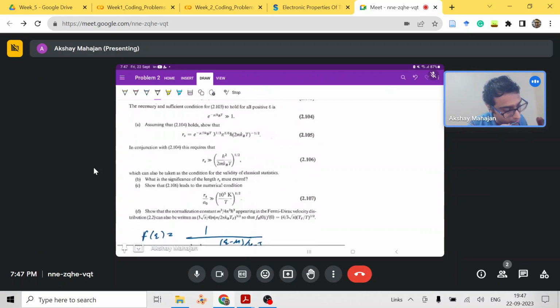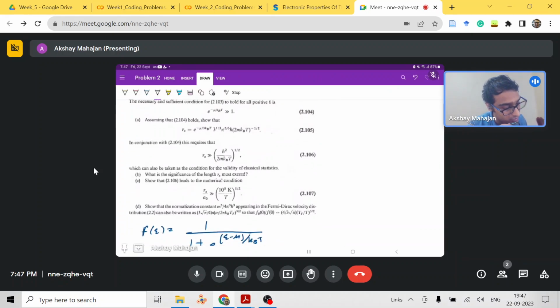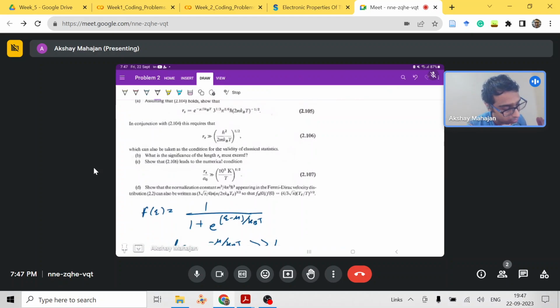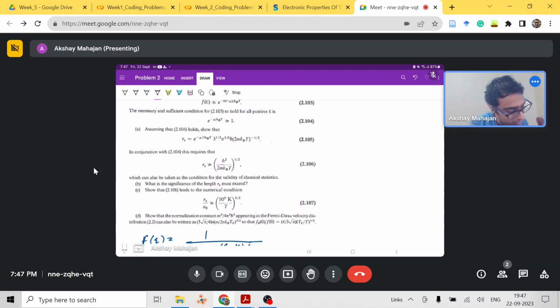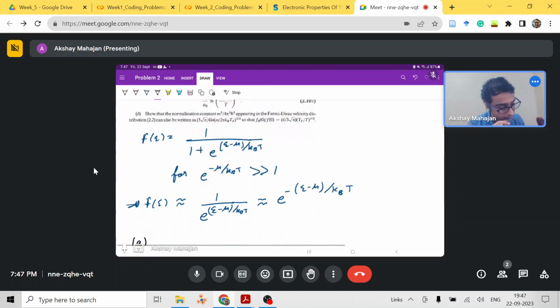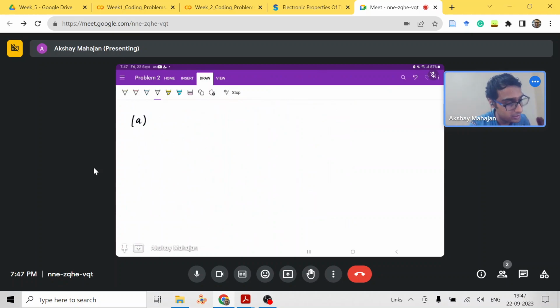In conjunction with 2.104, this requires that this RS value from this equation also has to be greater than this, which can also be taken as the condition for the validity of classical statistics. Okay, so the C and D part we are not going to do, we are just going to do A and B part only. And then in the B part we have to find what is the significance of the length RS must exceed. Okay, now for the A part, we have f of epsilon given by e to the power minus (epsilon minus mu) by kBT.